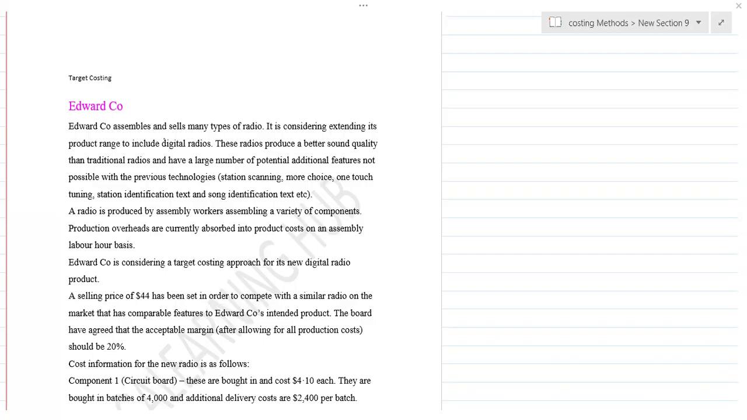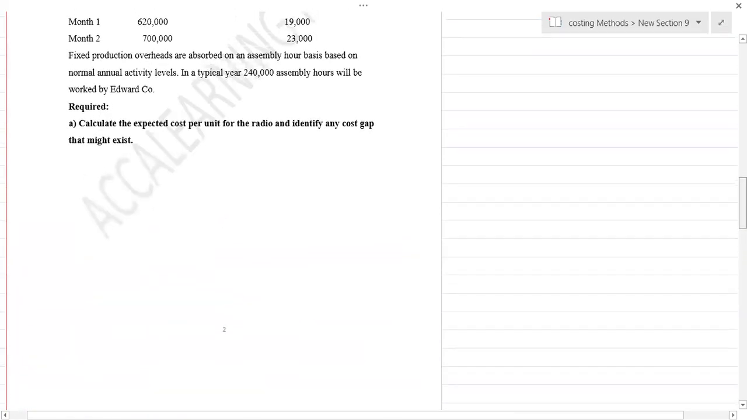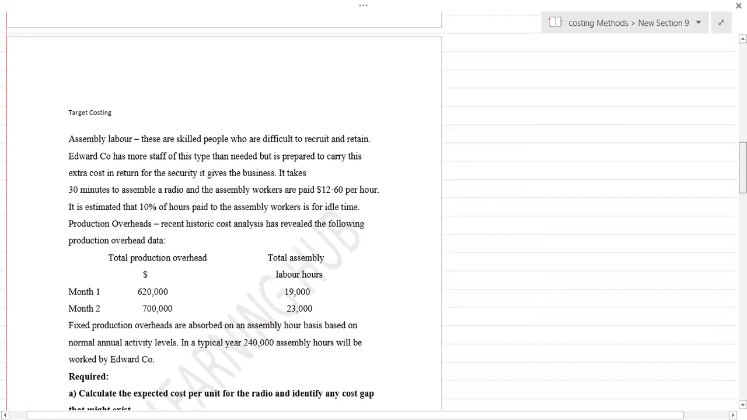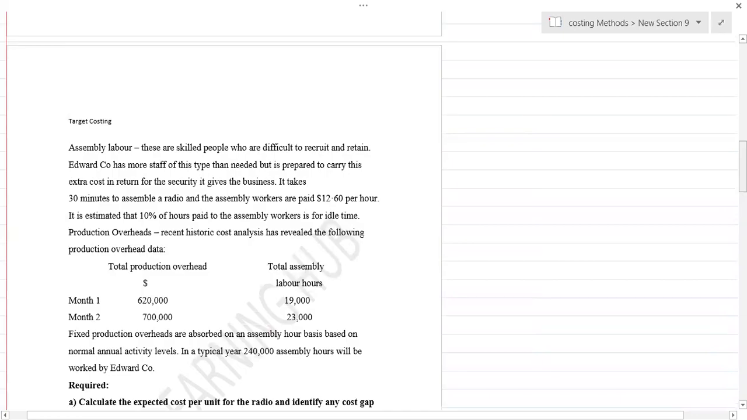Today, we are going to discuss a very important question of target costing, that is Advert Limited. Before we start the question, we will revise the concept of target costing. In target costing, we first set the selling price of the product, and then we set the target profit on the selling price, and after that, we will get the target cost. We then compare the target cost with the expected cost of the product and calculate the cost gap. This is the whole process of target costing.